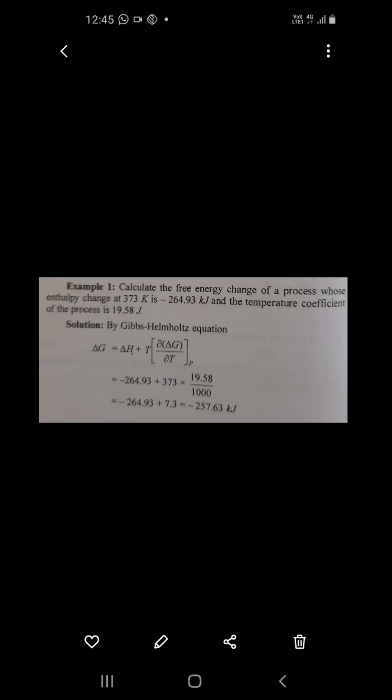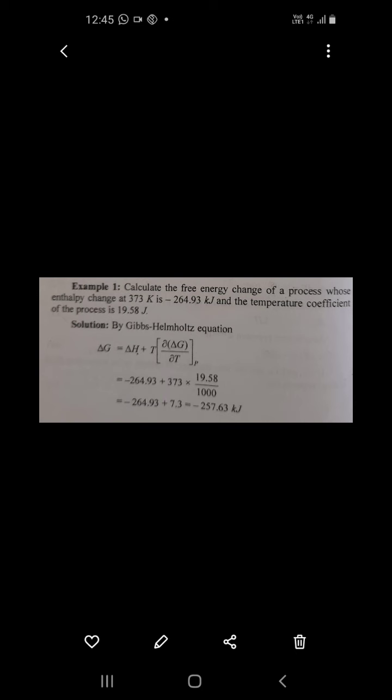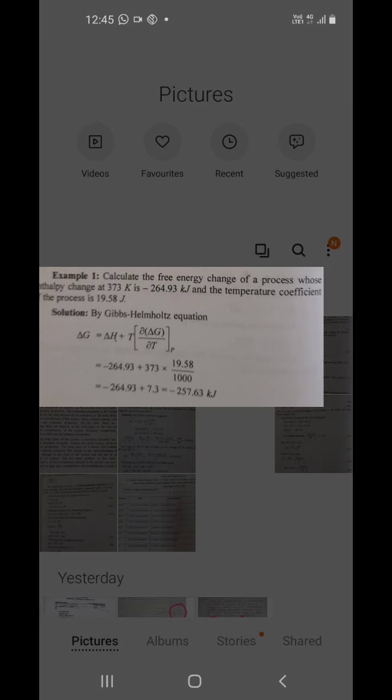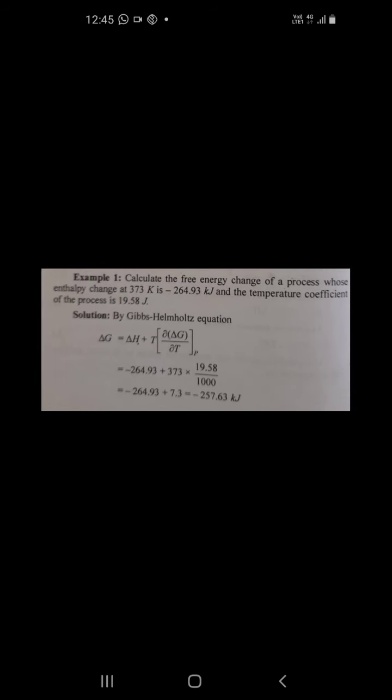Now, these two equations are very important to calculate various thermodynamic parameters. On the basis of that equation, we want to study two important numericals. The first one is to calculate the free energy change of a process whose enthalpy change at 373 Kelvin is minus 264.93 kilojoule and the temperature coefficient of the process is 19.58 joule.